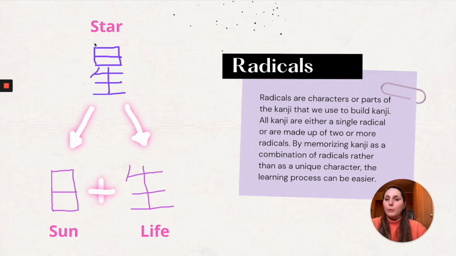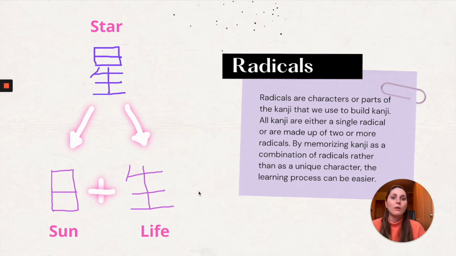hoshi. So the radicals are the parts in which the kanji is constructed. Sometimes the radical is a kanji too, like at the same time it's a kanji, like for example this one and this one, the examples that I put. Sometimes the radical is just nothing, it's just a part of the kanji. So basically, if you put together the radicals, you construct the kanji.